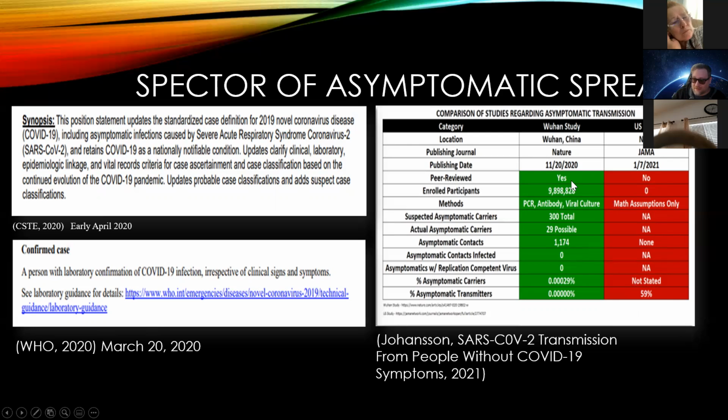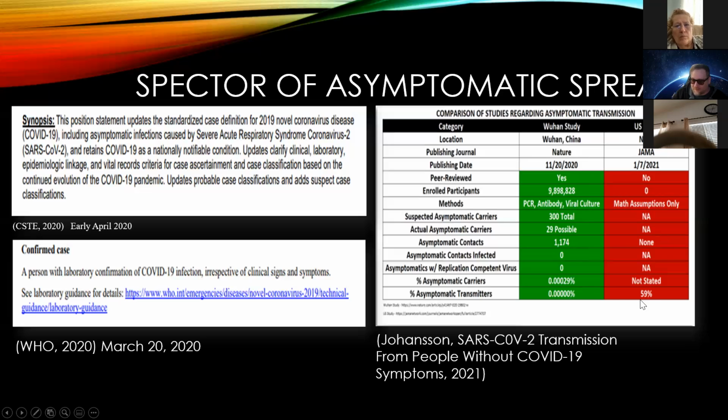So what Wuhan did, they had some science. They had peer review, because you always question the science. You don't trust the science. You get other people to validate you or say you're wrong and figure out why. And they had 10 million enrolled. So these guys did science, and they came up with 0% transmitters.